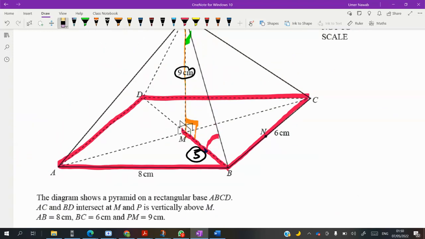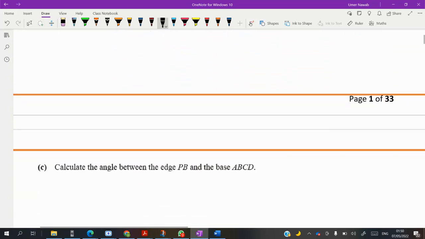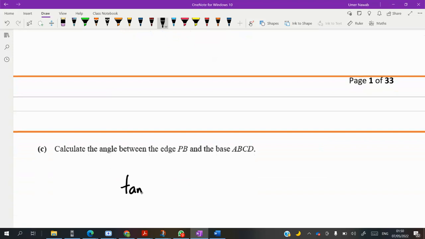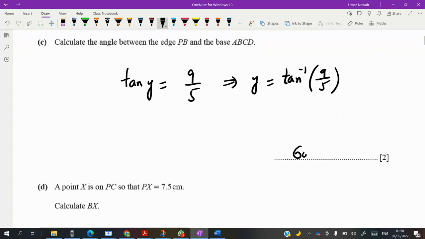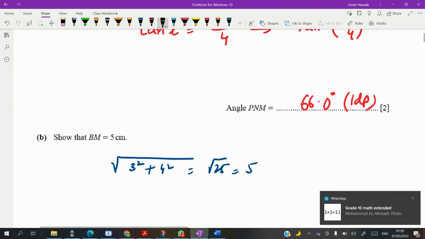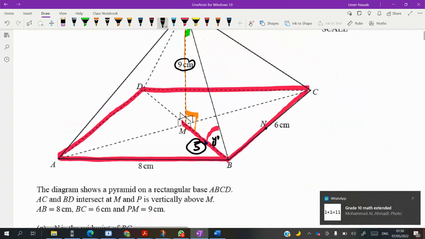So we can call it y. So tan of y is equal to 9 over 5. Now I will write y is equal to shift tan of 9 over 5. So what is the answer? We got it: 60.91 degrees. Up till now, I think the question is quite simple. Now we got to go to the fourth part.